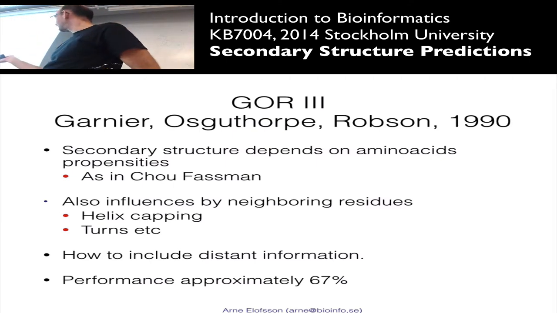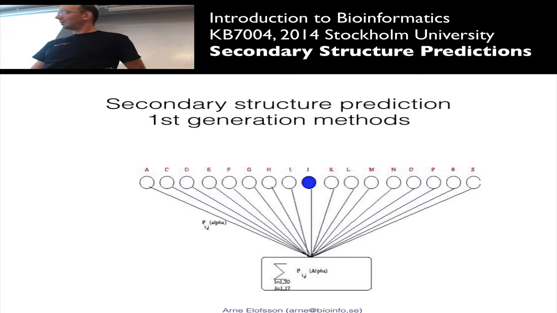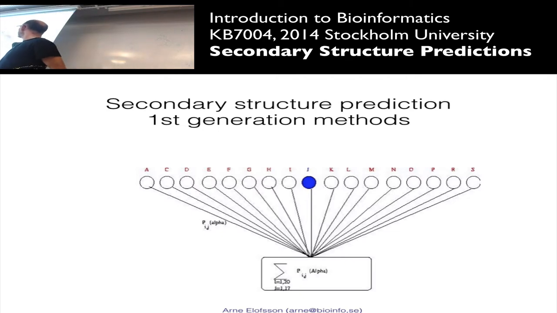So they are around 67%. For a long time, in the late 80s and early 90s, that was basically how you could do it. The idea is that you take one position in the middle that you want to predict the secondary structure of, and you look at the window of residues before and after it.